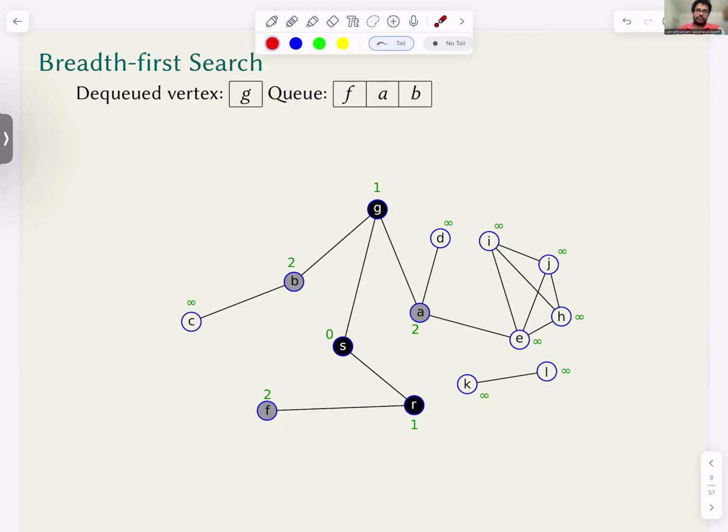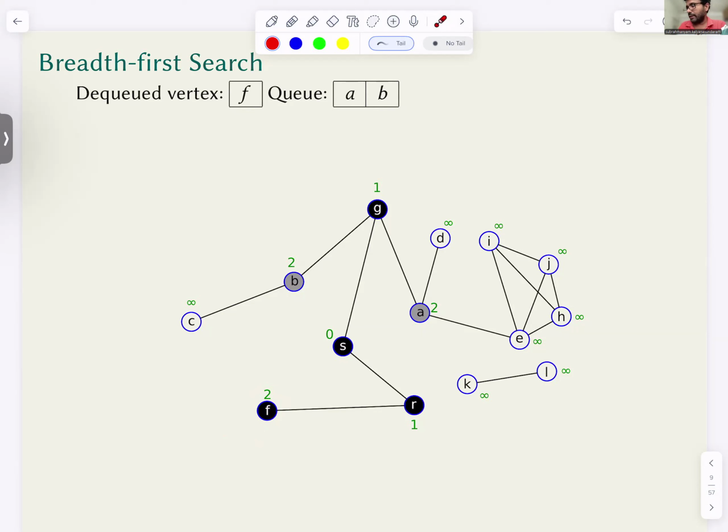F. And so now F will become black. And which are the vertices that will be NQ'd? Nothing. So F will be DQ'd. There are no neighbors that are not already discovered. So F is just DQ'd, so the queue just shrinks.